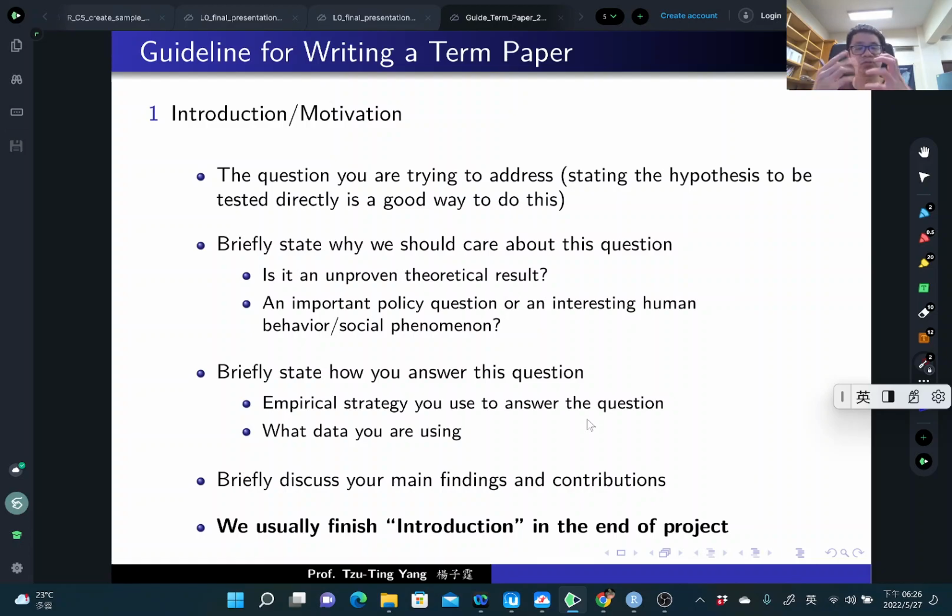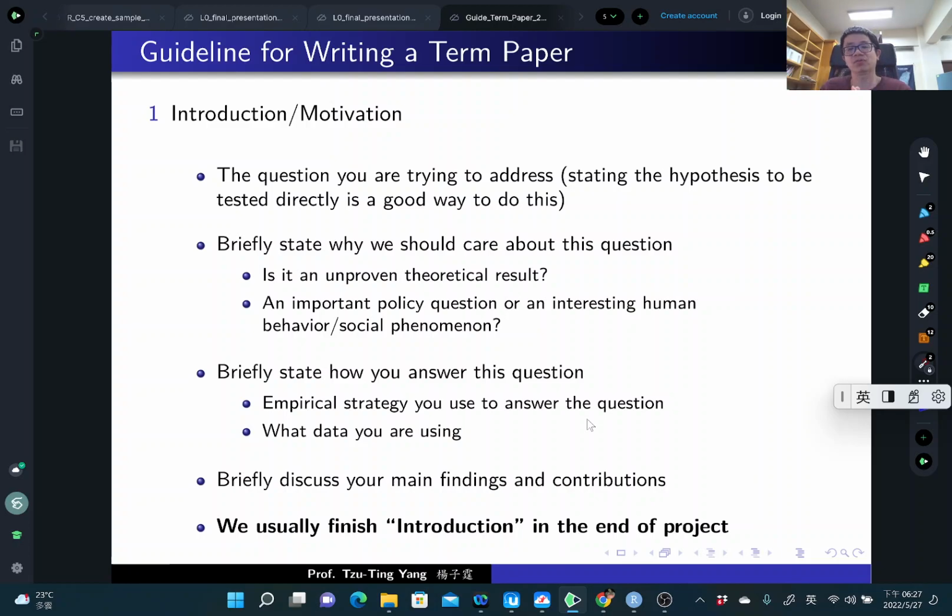And after you say that, then you can discuss your main findings, main results. And try to link your main result with the literature or real life. And then you can also discuss the contribution. Contribution is where you try to link your findings and your paper with the literature, with what people have discussed so far.